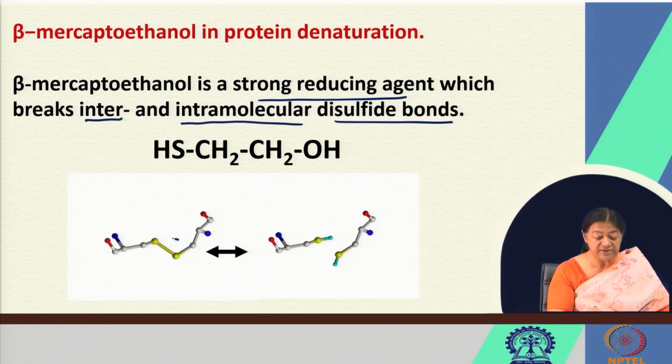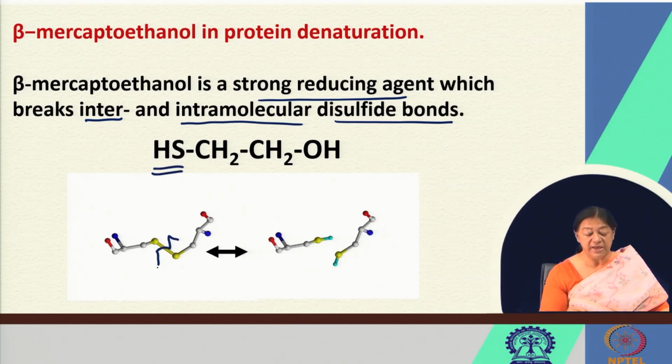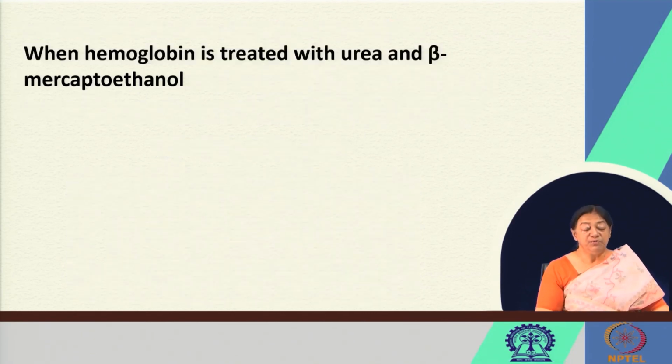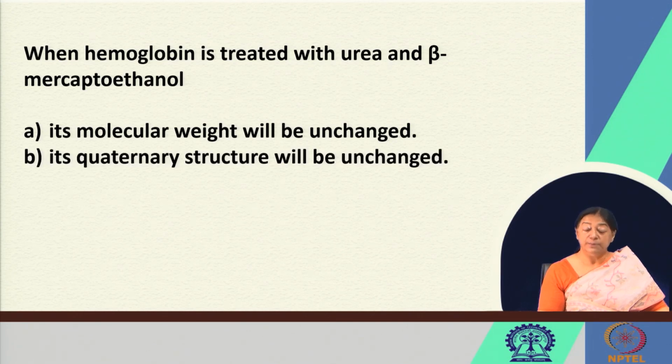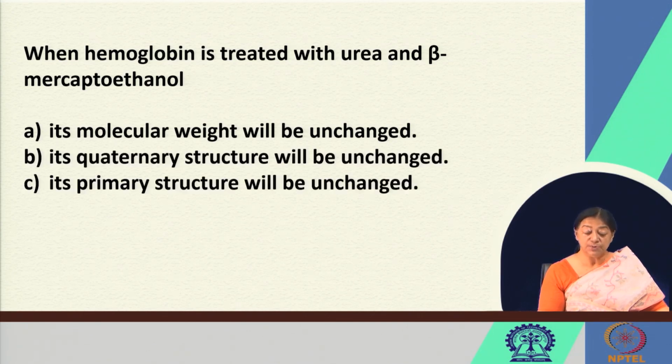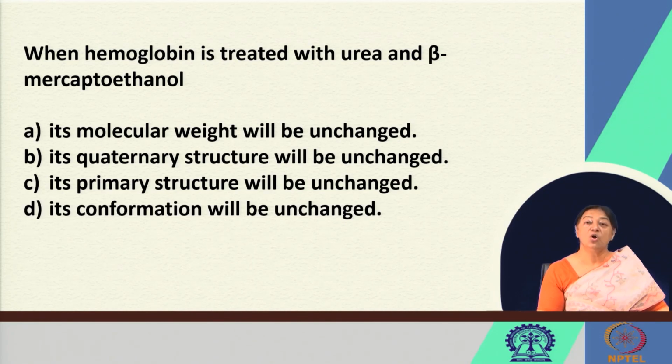So, here is a disulfide bond. Because of the thiol group here, this can break this disulfide bond, which is extremely important in considering a protein denaturation methodology. So, if we have a protein hemoglobin and we treat it with urea and beta mercaptoethanol, which of these is correct? Will the molecular weight be unchanged, its quaternary structure be unchanged, primary structure be unchanged, or conformation be unchanged?